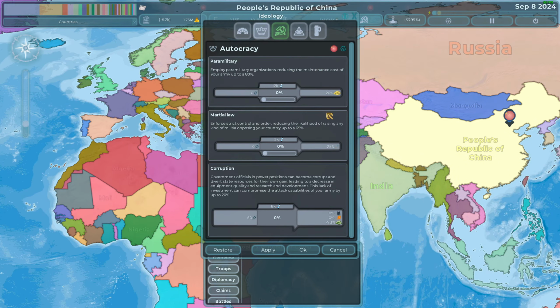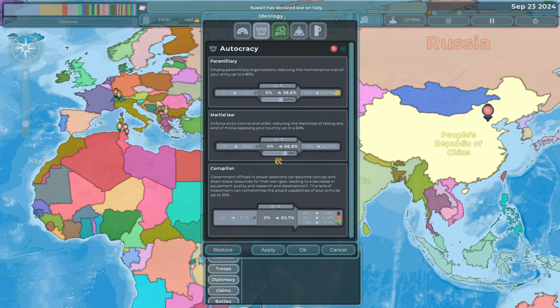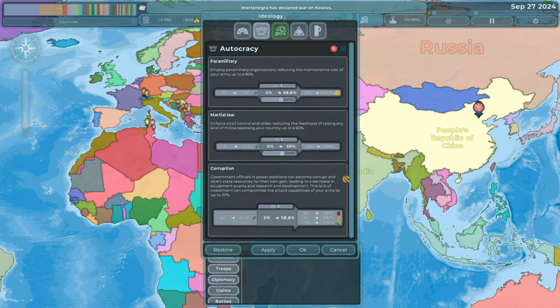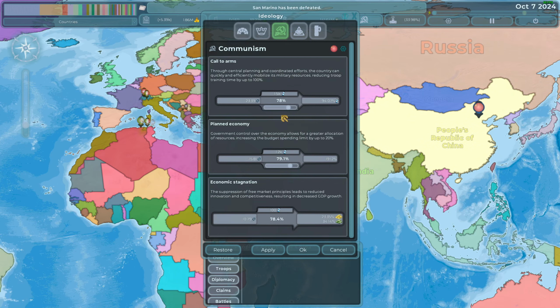Autocracy, this is another thing that I consider economic, but there's also some military here because you're reducing your upkeep, so it's more balanced. This paramilitary reduces your maintenance cost. Martial law decreases any chance of enemy militia forming when you get invaded or when you're invading someone. Both of these sliders affect corruption, which lowers your military strength and your exchange rate due to lower political freedom.